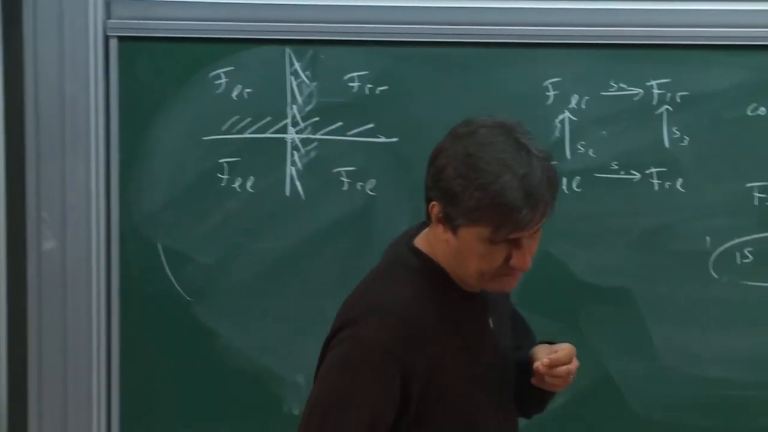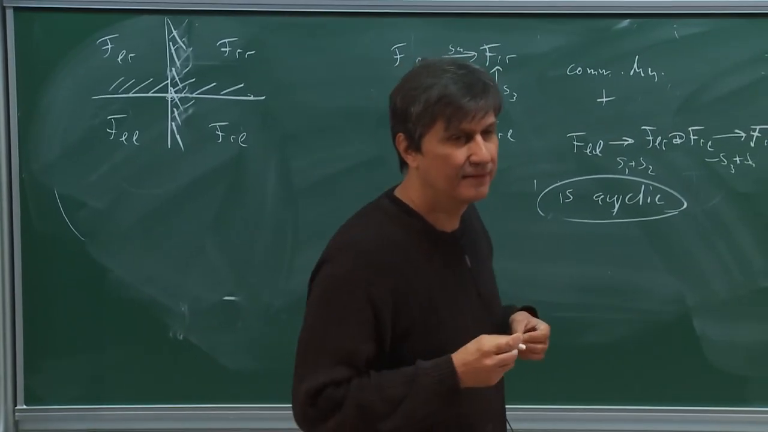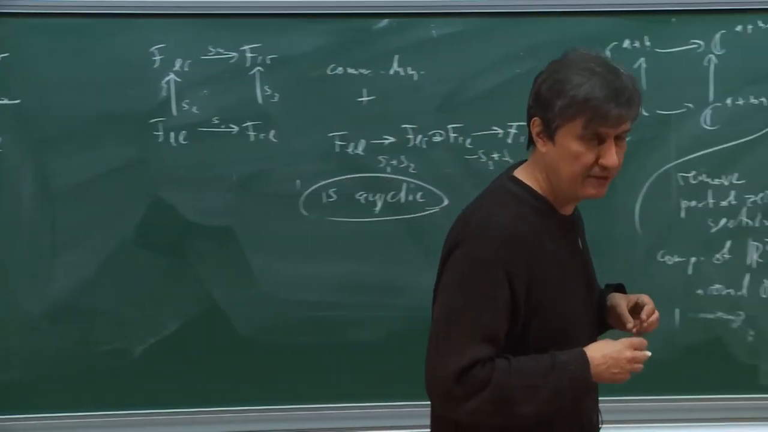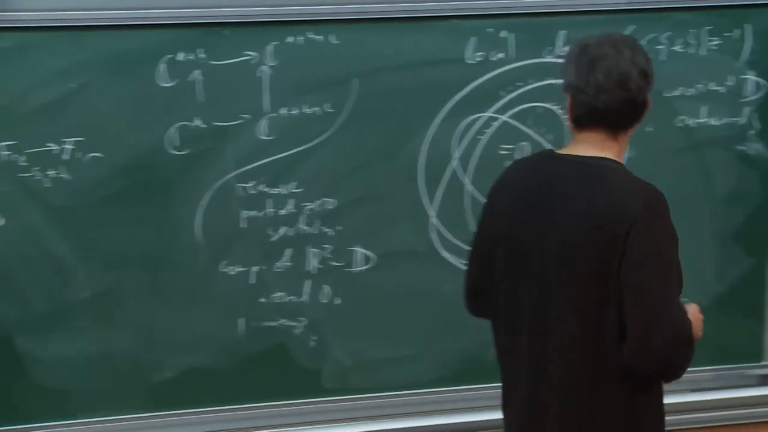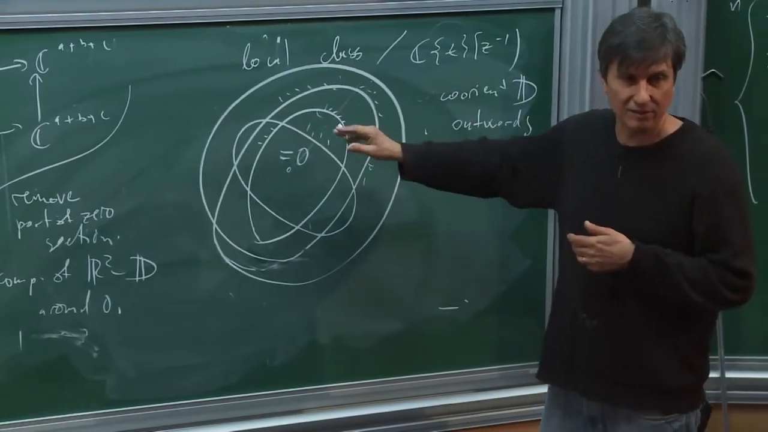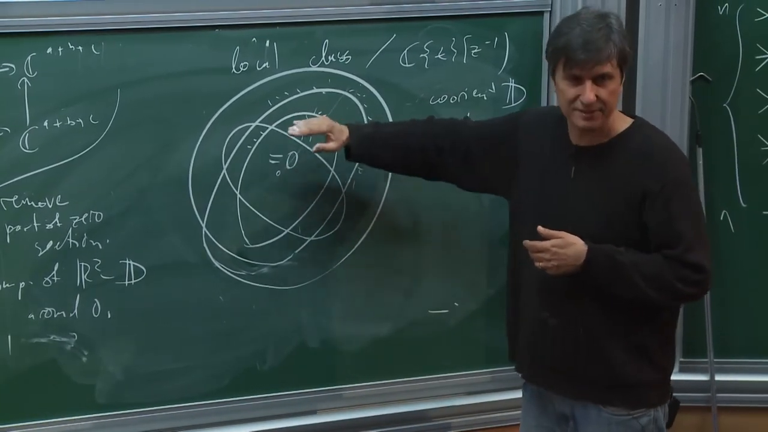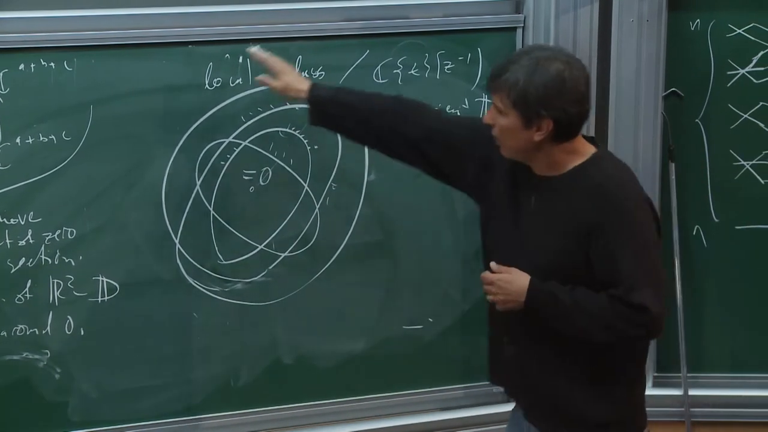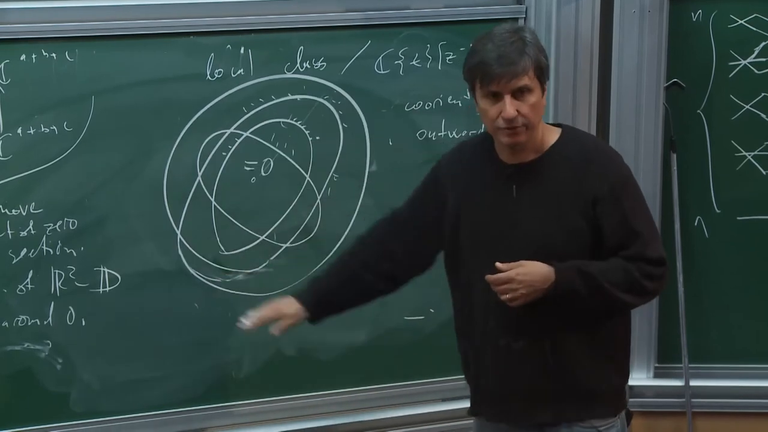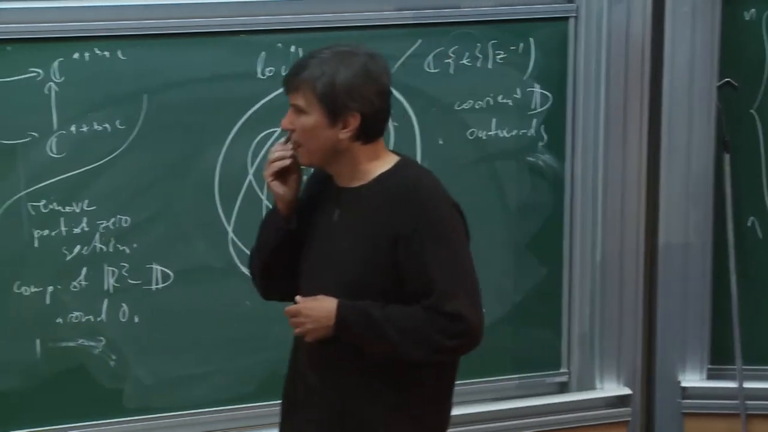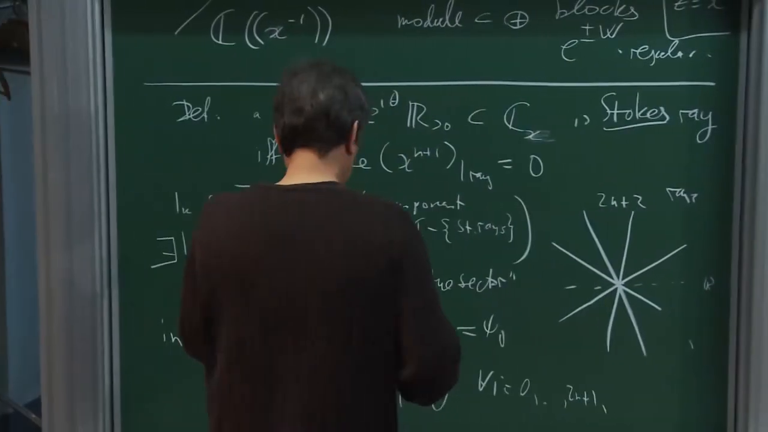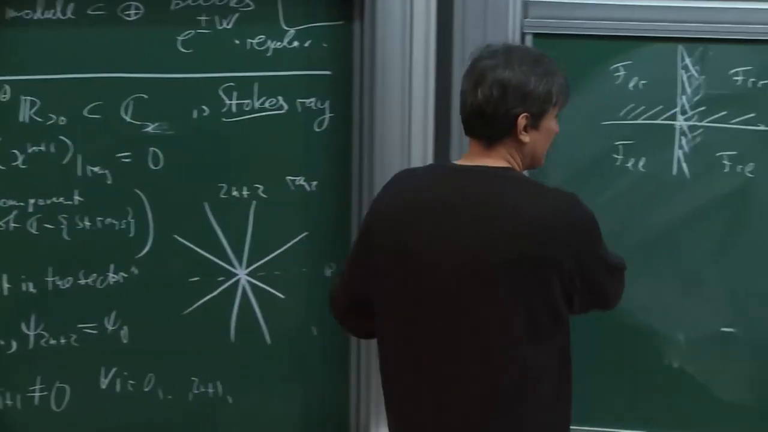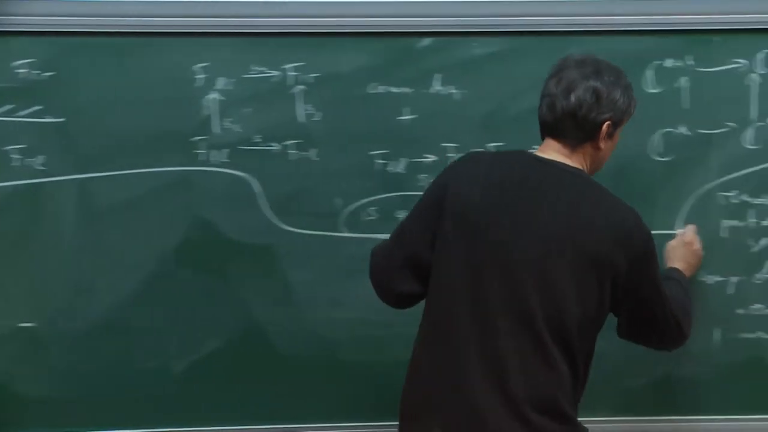So on each Stokes region, it's a constant sheaf on a locally closed set. On an open set. Locally closed, because on the boundary it's extended. But on the outside you may get non-trivial monodromy. Yeah, so that's essentially the whole equivalent description.